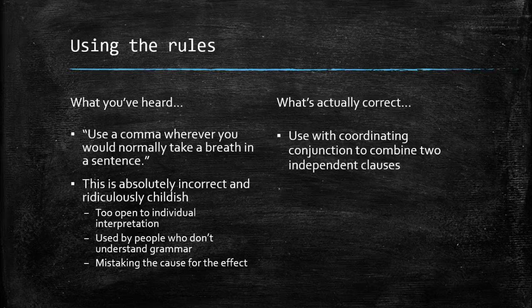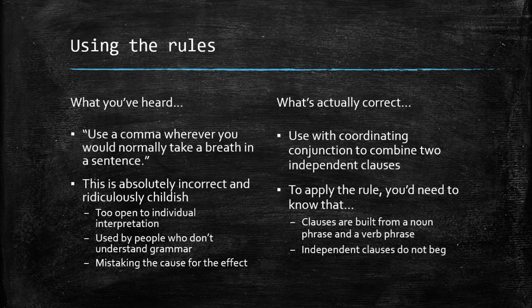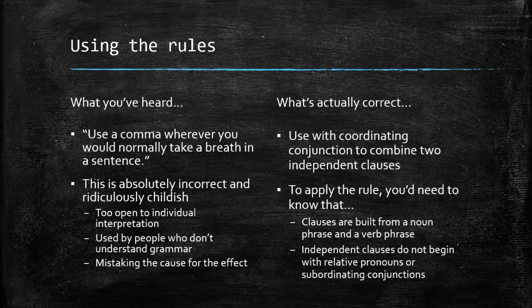So what's actually correct is we can use commas with coordinating conjunctions to combine 2 or more independent clauses. You probably wouldn't want to do more than 2, but still you could. That's one rule for using a comma. However, to apply the rule, you'd need to know that clauses are built from a noun phrase and a verb phrase, and you need to know that independent clauses do not begin with relative pronouns or subordinating conjunctions. Also, since you need to combine them with coordinating conjunctions, you need to know what the 7 coordinating conjunctions are.